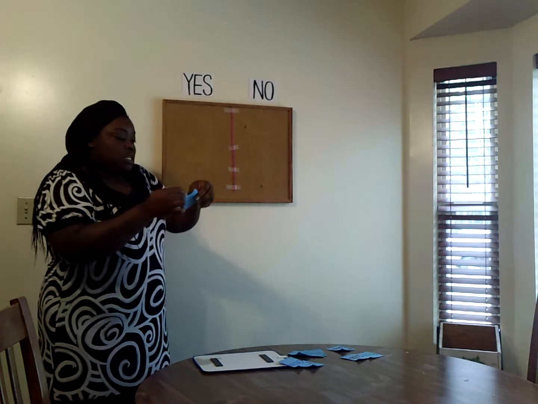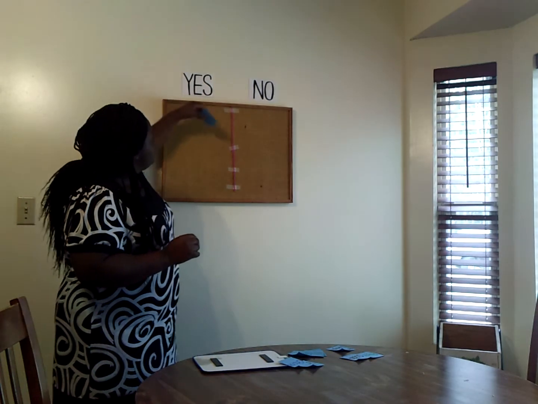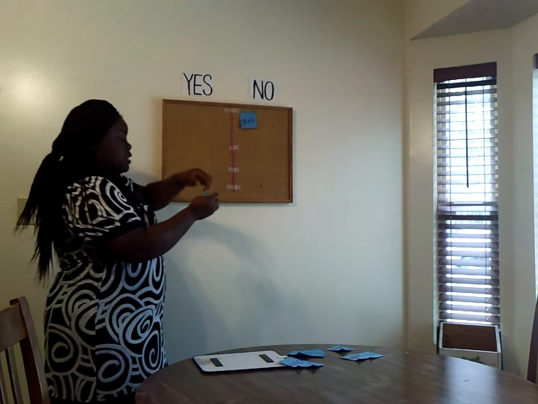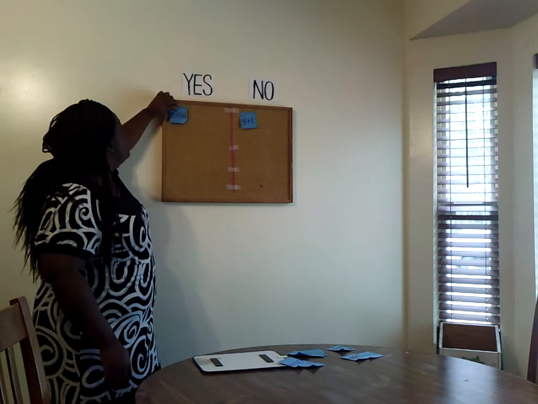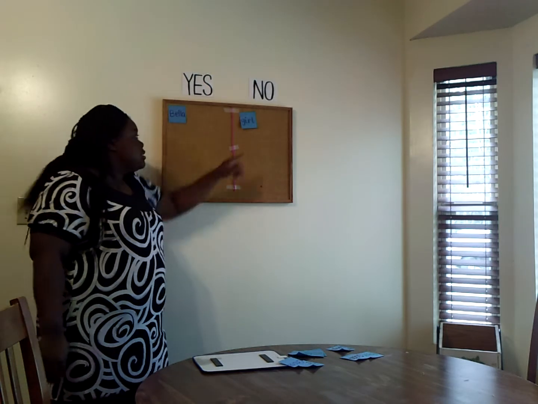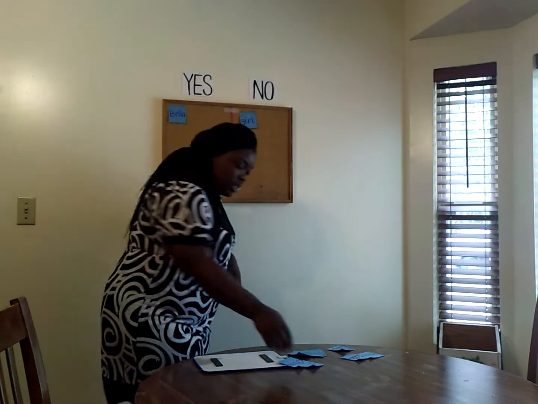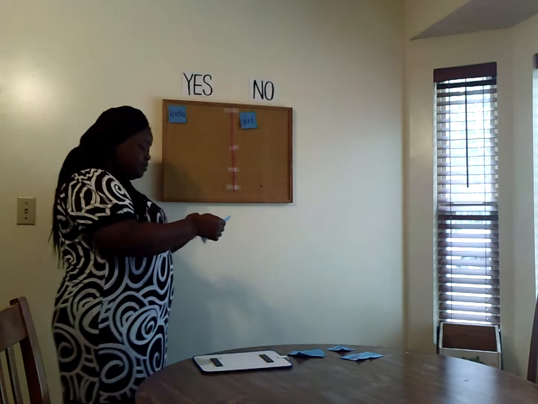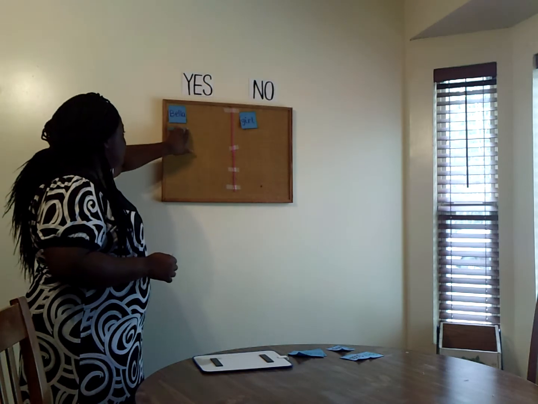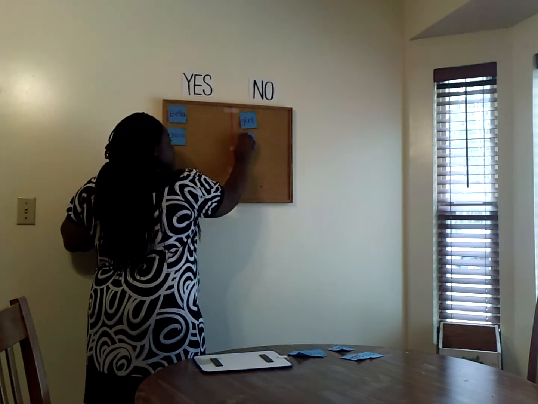So the first one is girl. This one goes on the no side. And then I have Bella. I'm going to put that on the yes side. So can a girl be named Bella? Yes. All right, I'm going to give you one more. All right, I have Chase. And we do have a Chase in our class. And he is a boy.